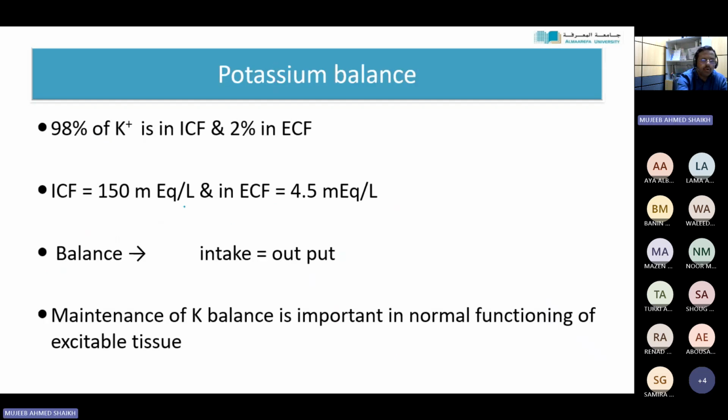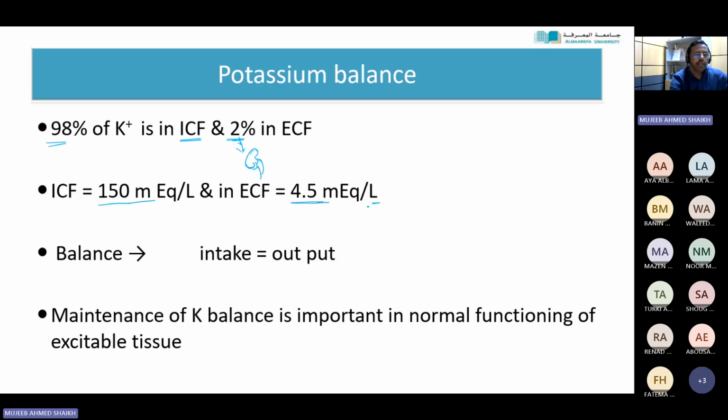Here is the importance of regulating the secretion of potassium by the kidney, because 98% of the potassium is in the intracellular fluid, whereas only 2% is present in the extracellular fluid. So the kidney is regulating only this 2%. So regulation of extracellular fluid potassium concentration is one of the functions of the kidney. In the ICF, it is about 150 milliequivalent per liter, and in the ECF, that is plasma, potassium concentration is about 4.5 milliequivalent per liter.